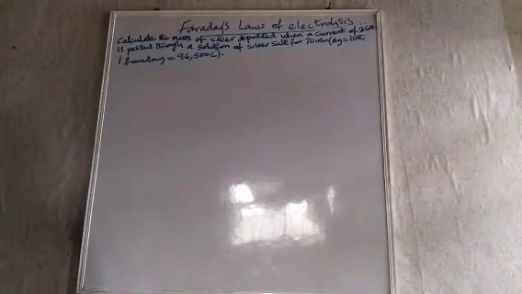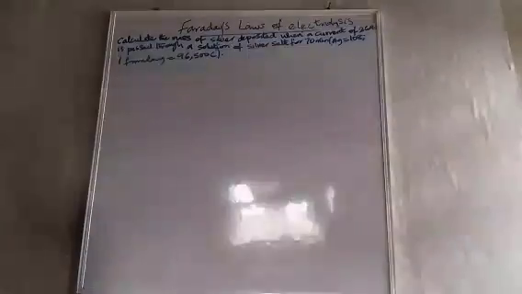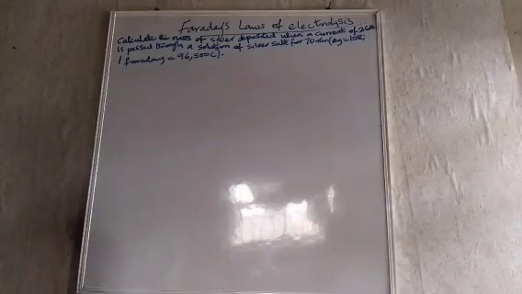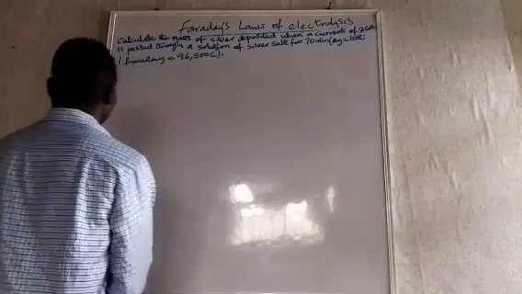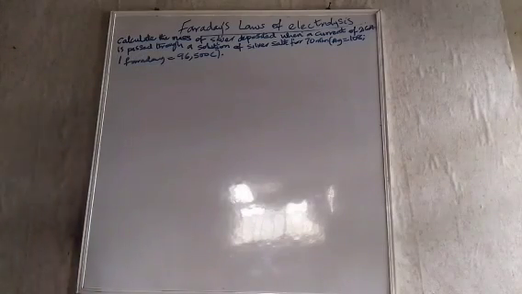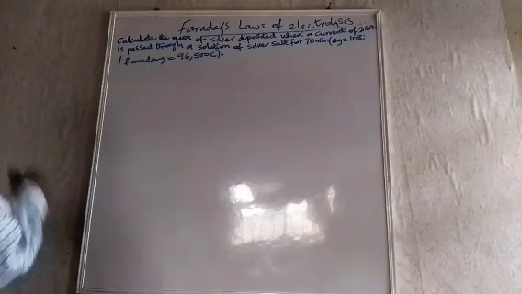To enhance our understanding of what we have just talked about. It says, calculate the mass of silver deposited when a current of 2.6 ampere is passed through a solution of silver salt for 70 minutes. Molar mass of silver is 108 and 1 Faraday is 96,500 coulomb.